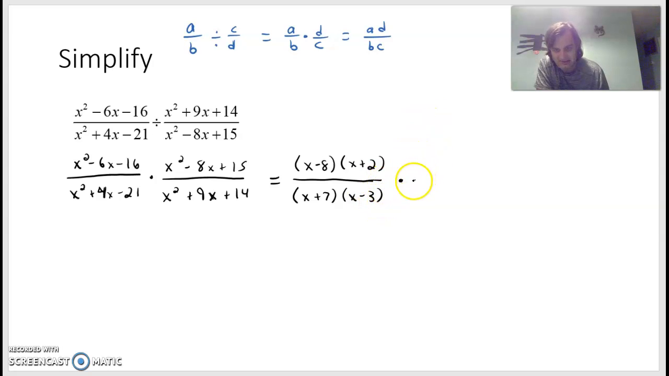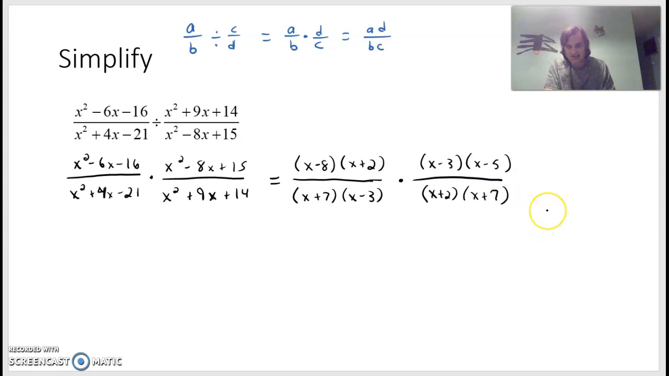The second fraction, x squared minus 8x plus 15, seems like x minus 3 times x minus 5. And x squared plus 9x plus 14, I think that's x plus 2 times x plus 7. So it doesn't look like very much is canceling out here. There's an x plus 2 on top and bottom, and there's an x minus 3 on top and bottom. Other than that, it doesn't look like it cleans up a whole lot.